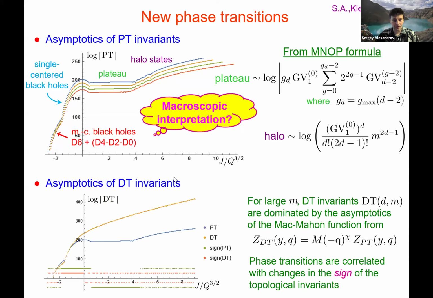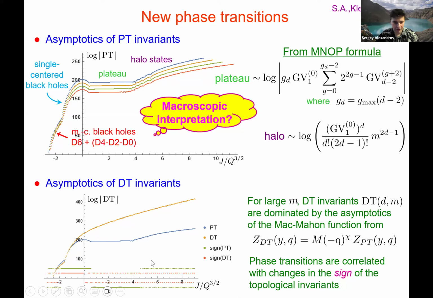One can do a similar thing also for usual DT invariants, but here it's a bit more boring because, if you look at the relation between DT and PT invariants, it's provided by just the power of the MacMahon function, and it turns out that this MacMahon function completely wins in this. It completely determines the asymptotic behavior for large angular momentum or large D0-brane charge. So that's how DT invariants behave. So there is no plateau, there is no logarithmic behavior, but it's completely determined by this MacMahon function.